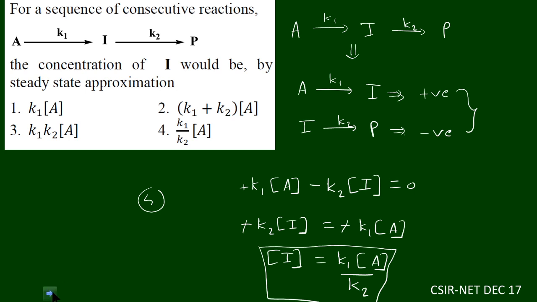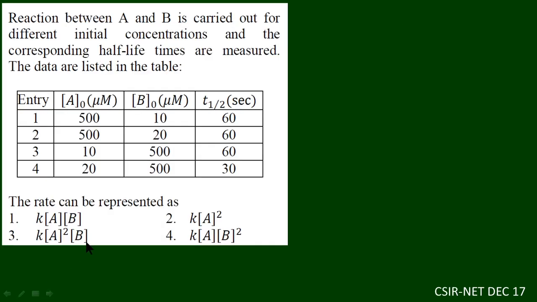Okay, now we see the next question. In this reaction we have been given the concentrations of two reactants, A and B, and the half-life is given, so we have to find the correct rate law from this given data.